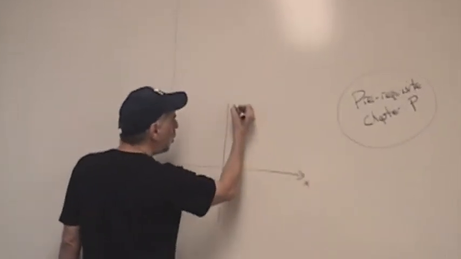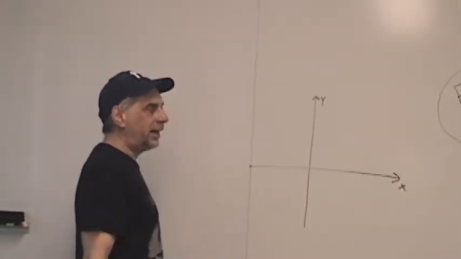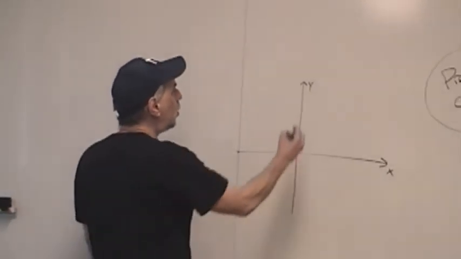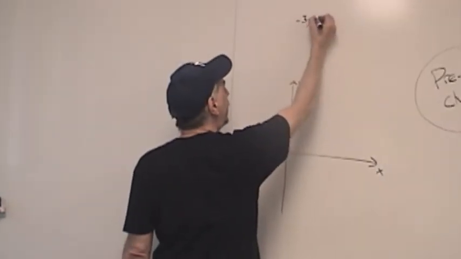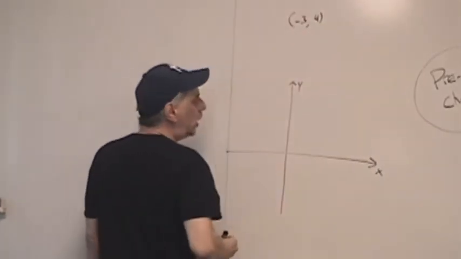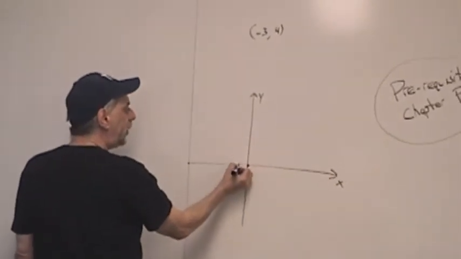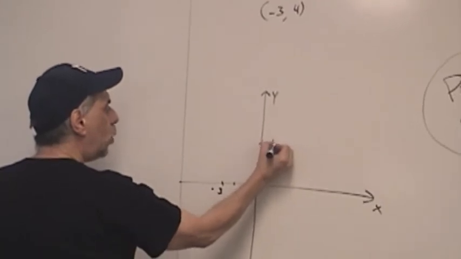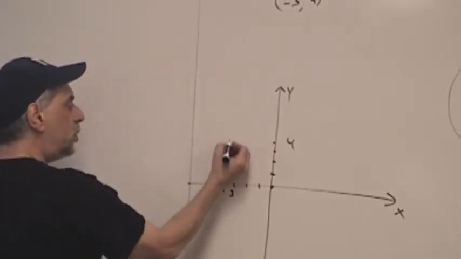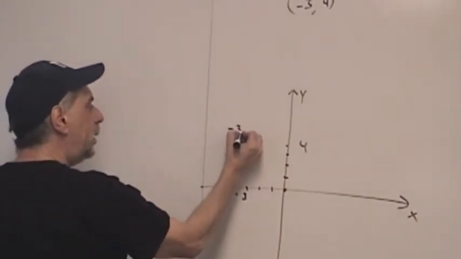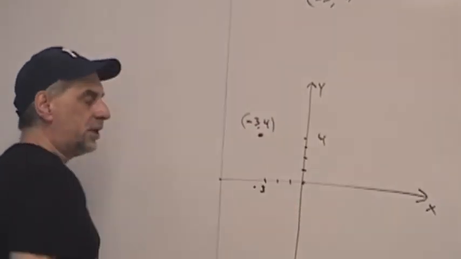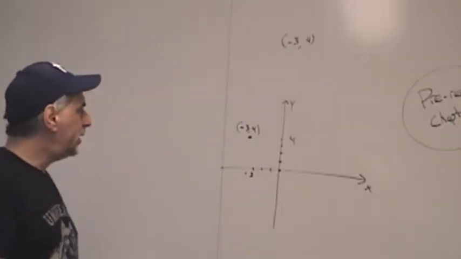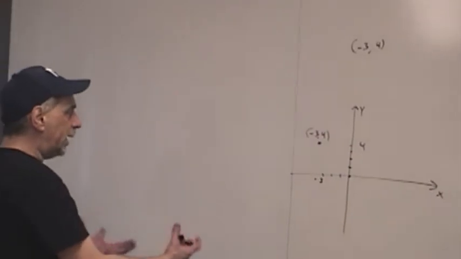If we're asked to plot a point, again, I'm just going to quickly go through this. I think we've all seen this before. If we want to plot the point, let's say (-3, 4), we go -3 on the x-axis. We go +4 on the y-axis. We meet those up and we plot the point (-3, 4). Okay, I think we all have seen this before, plotting a point.